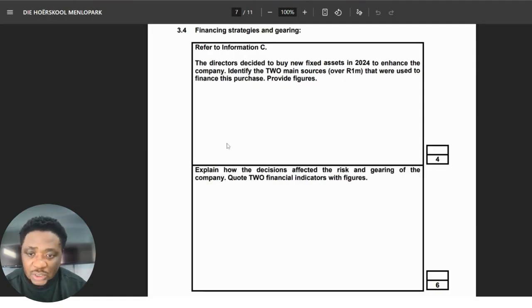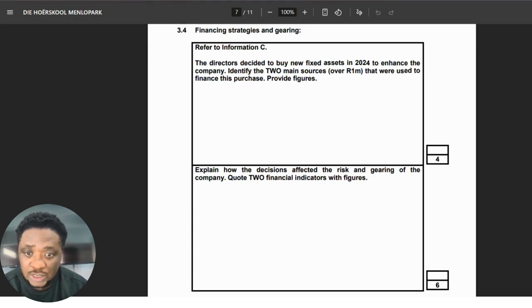And then the next part to this question says, explain how the decisions affected the gearing and the risk within the business, quoting two financial indicators with figures. Now, when it comes to gearing, there are some key things you want to make sure you're looking at. We're looking at the debt equity ratio, and then the return on total capital employed, comparing it to the interest on the loans. So let's get into that then.